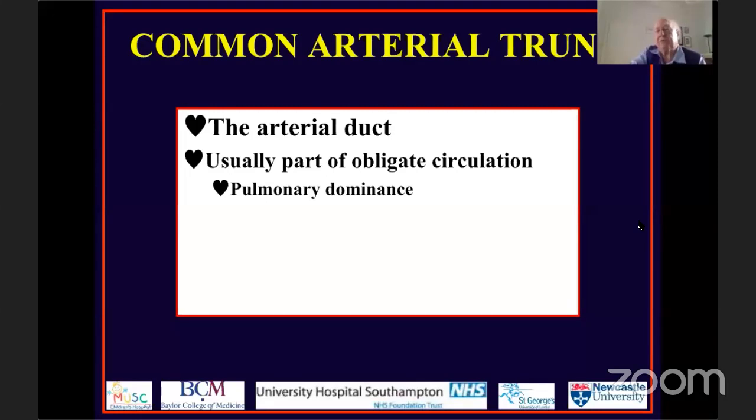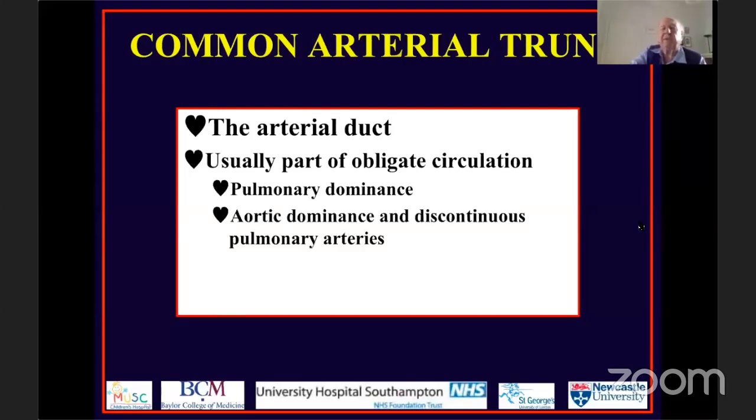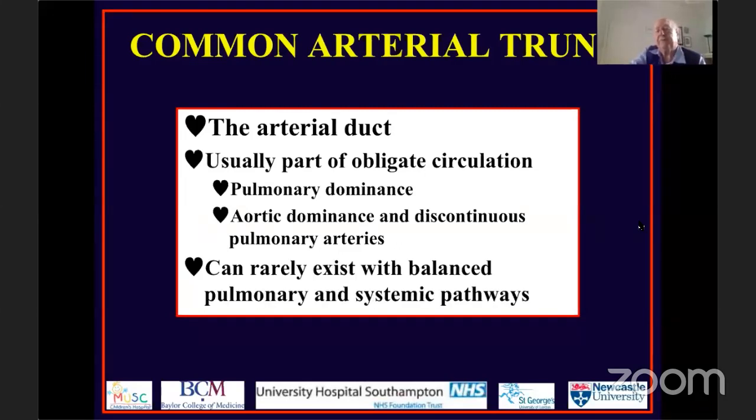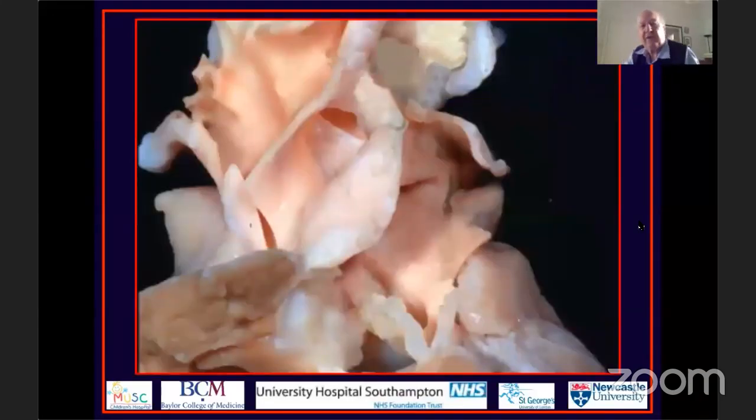We find it in pulmonary dominance when it feeds the descending aorta. We find it in aortic dominance when it feeds a discontinuous pulmonary artery. And it is rare to find the arterial duct, but it can exist when we have balanced aortic and pulmonary pathways. And that is what you see here.